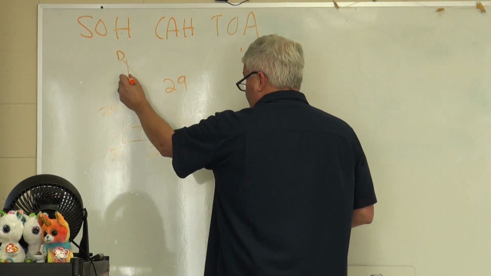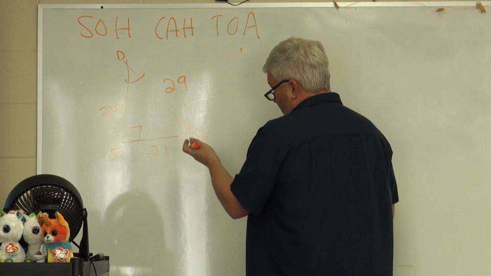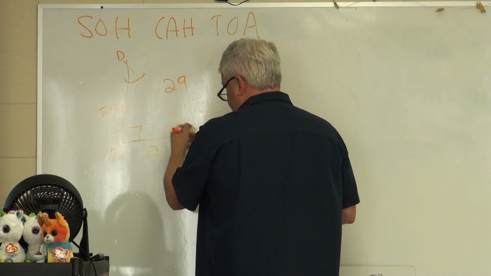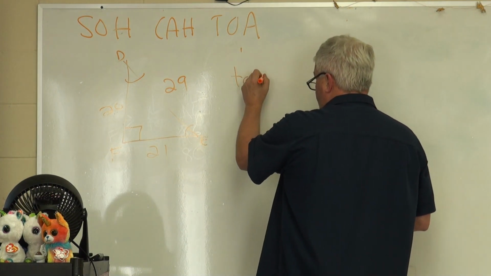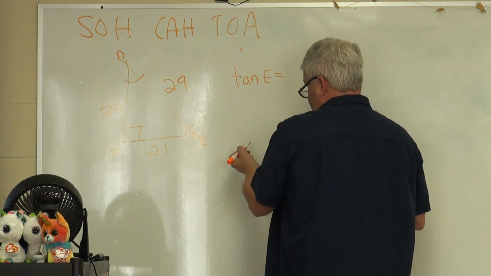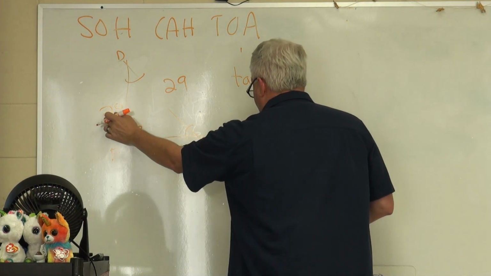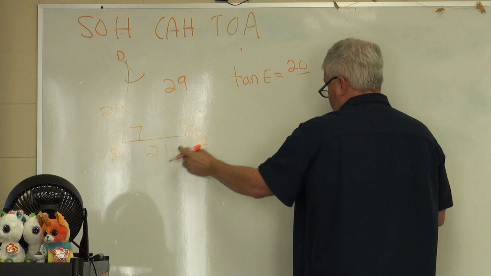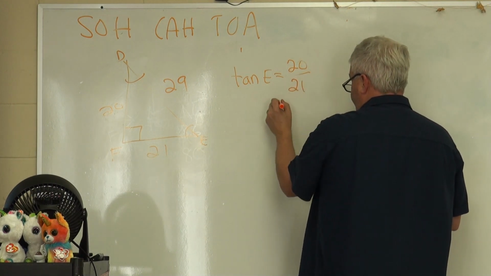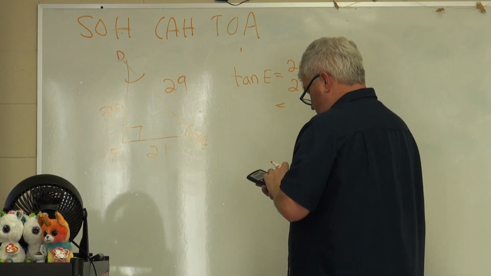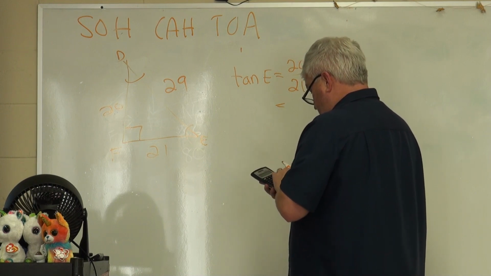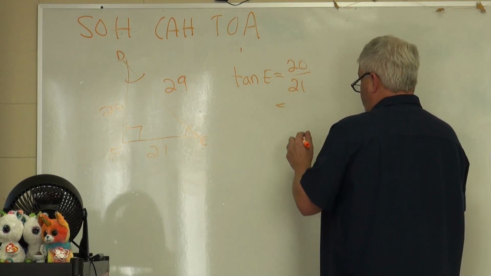Now I'm solving for these angles. So I'm going to use, it doesn't matter now because the numbers are what they are. I'm going to do tangent of E. And you may have done something else. As long as you get the same answer, it's okay. Tangent of E is opposite 20 over adjacent 21. Okay, and that is 20 divided by 21. That's 0.9524.